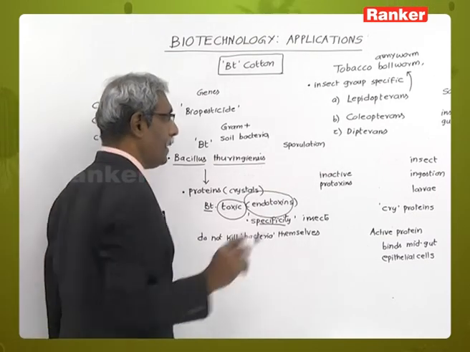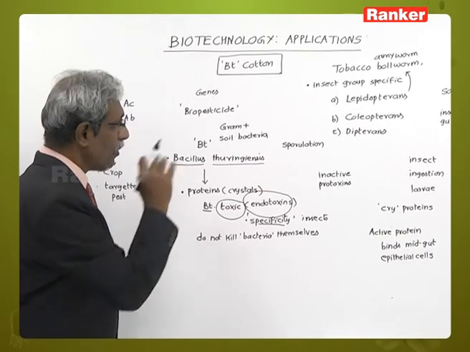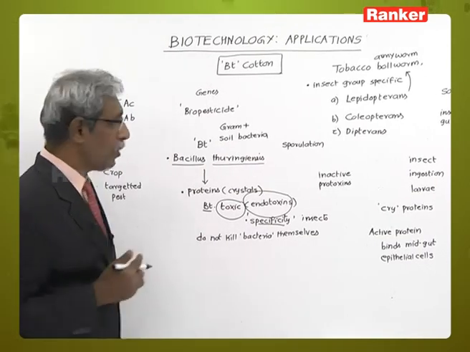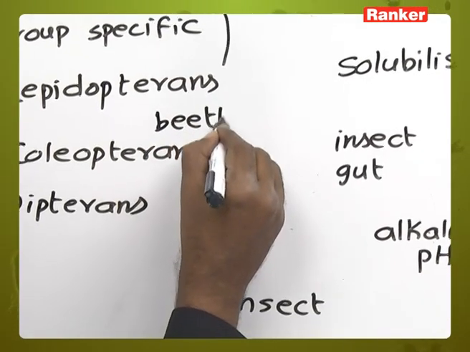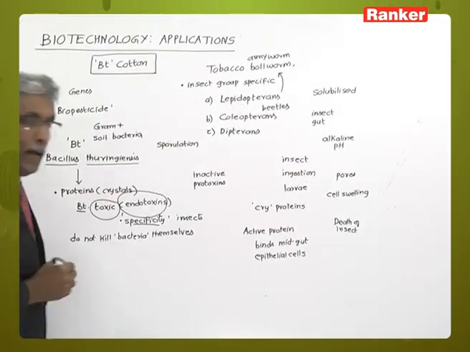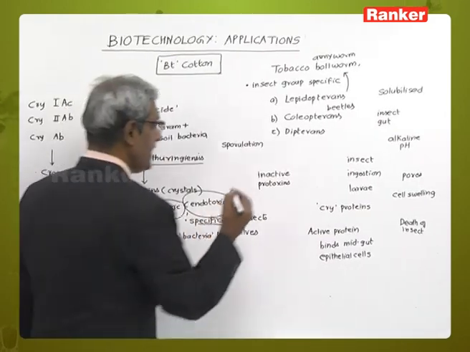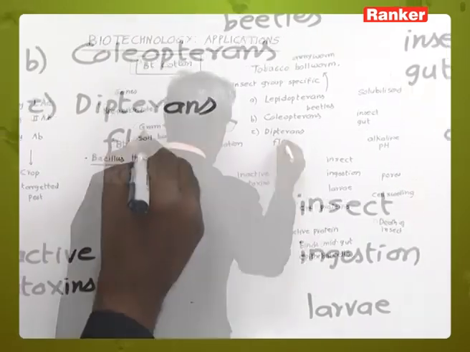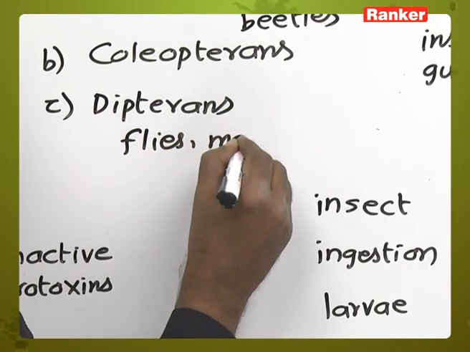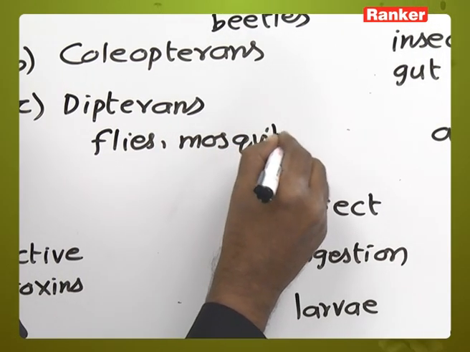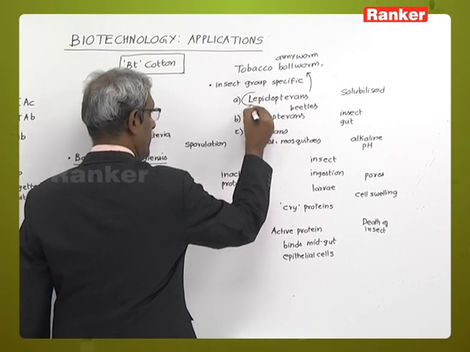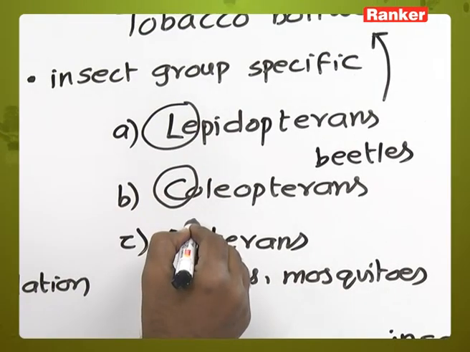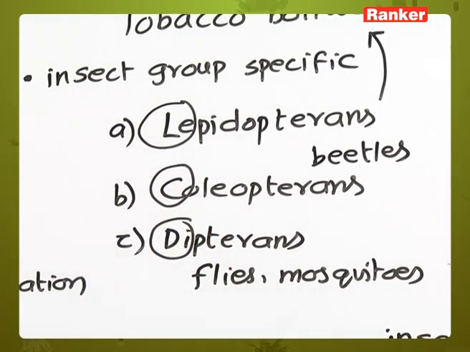Next, we have the coleopterans. The coleopterans include the beetles, and the dipterans include the flies and the mosquitoes. So, they are very species specific in terms of lepidopterans, coleopterans or dipterans.